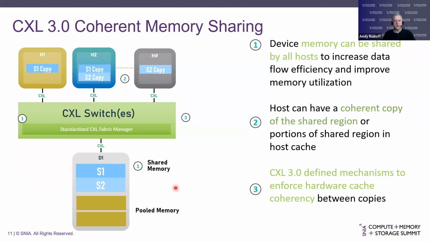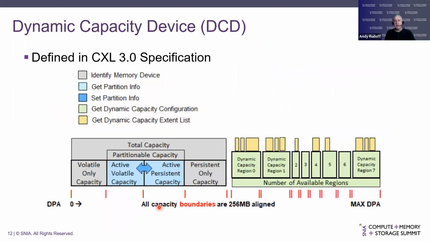So the spec supports a number of use cases there, including devices that can support both shared memory and pooled memory, like I show here. And I want to drill down a little bit into the memory pooling and sharing concept to talk about how it works, because there's been so much activity around this in 3.0 and post 3.0. This is made possible by a concept that was added to the 3.0 spec called a dynamic capacity device.